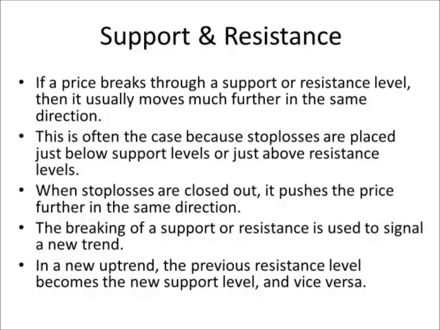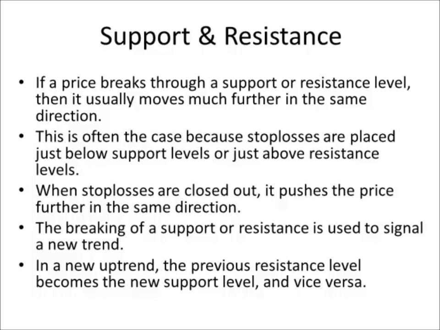We often use the breaking of support or resistance to signal a new trend. So if the price breaks through a support level, we consider that the price is now in a downtrend. And if it breaks through a resistance level, we would consider that it's now an uptrend.